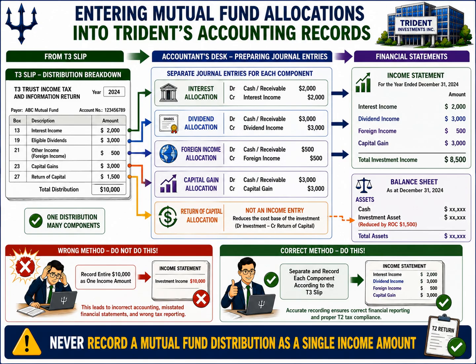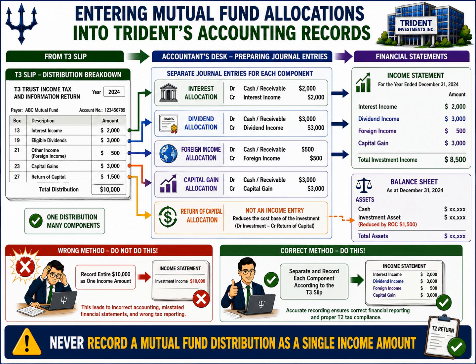Once all components have been recorded correctly, the information flows into the financial statements. The income statement reports interest income, dividend income, foreign income, and capital gains. The balance sheet reflects the investment asset, including any reduction caused by return of capital.